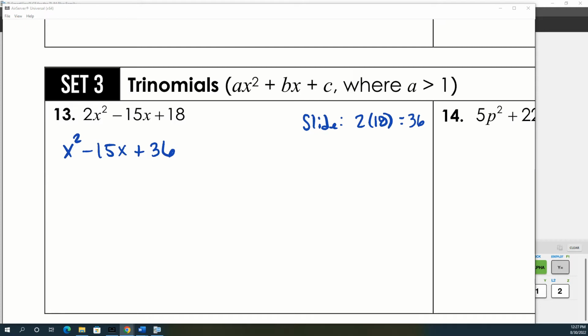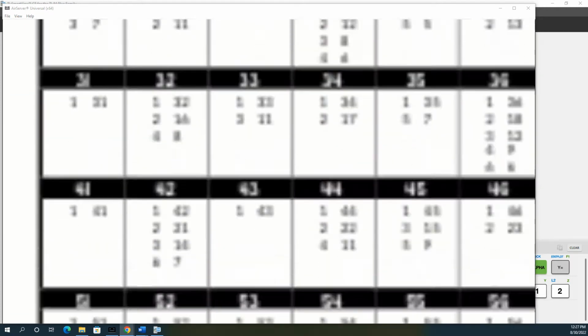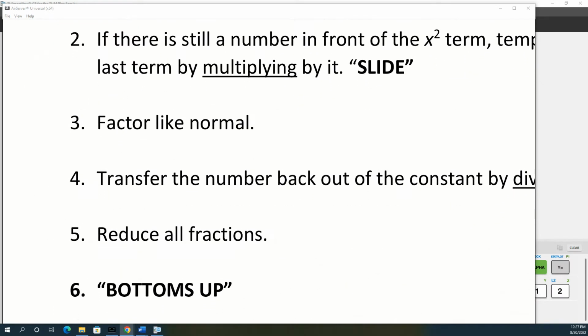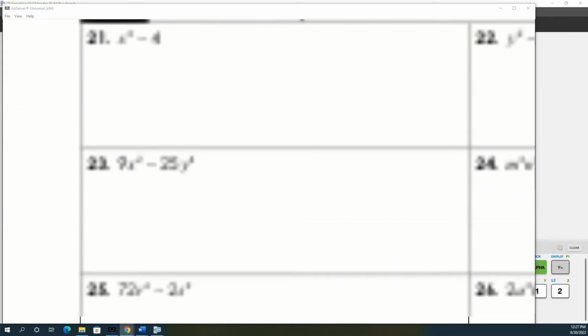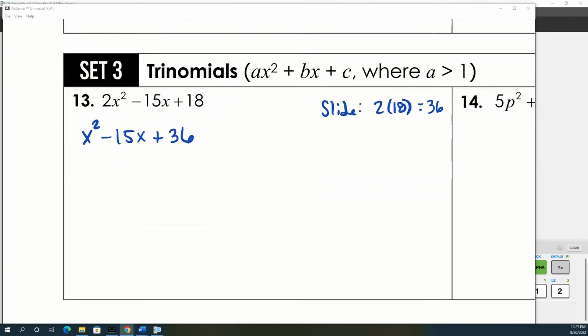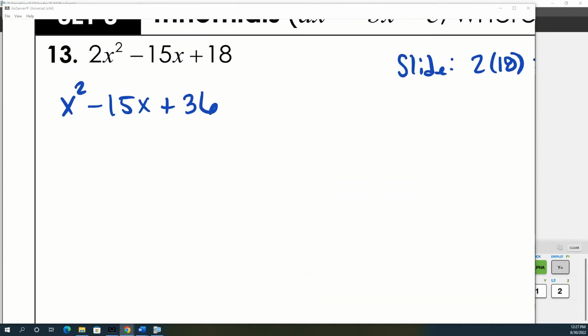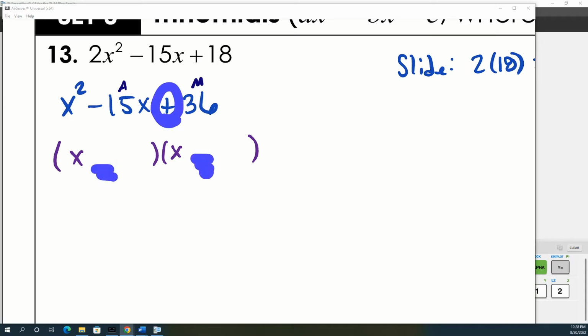All right. And if you're looking at your little half sheet, now it says step 3, just factor like normal. So we're going to factor just like we have been. We're not going to be done, we'll have 3 more steps after that. So we multiply to get 36, and we add to get 15. So this is going to be x and x. If this is a plus, I know these signs are the same. They're both plus or they're both minus. What do you think they're going to be? Both minus. Good.